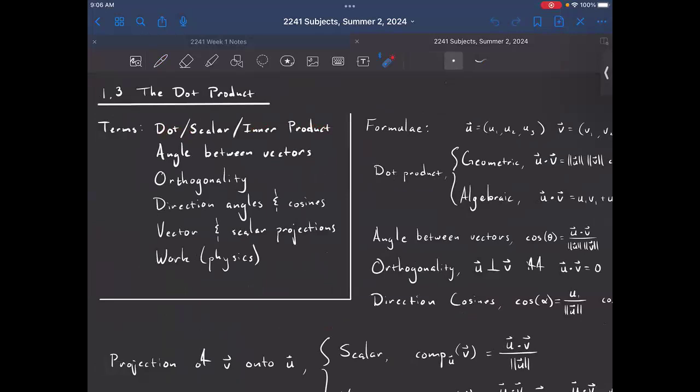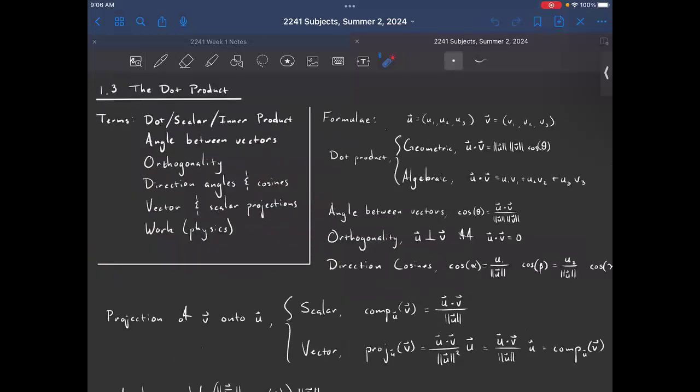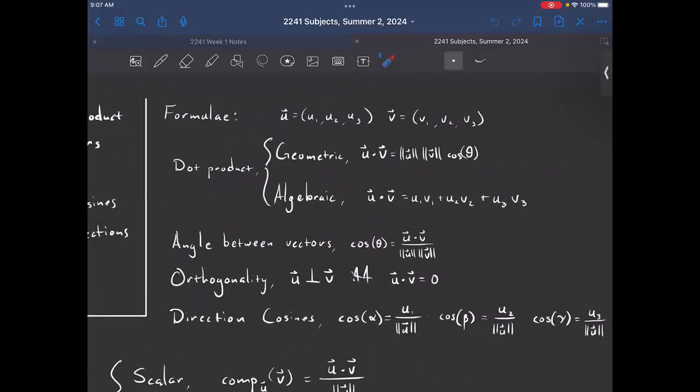So what the dot product is, it's also sometimes called the scalar or inner product for various reasons that I'll explain when we get to the terms. We are going to look at the angle between vectors and what that means. We're going to look at orthogonality, direction angles and cosines, vector and scalar projections of vectors, and then last, a physical thing, work. All right, so we'll talk about those on the next page, and right now we're going to move on to the formulae.